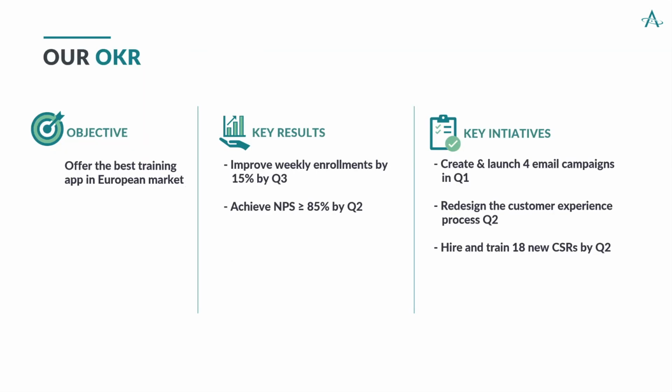So this is the OKR that we intend to set up. Our objective, again, offer the best training app in the European market. Our key results have to do with improving our weekly enrollments and achieving a net promoter score above 85%. And our actions or our key initiatives will be to launch an email campaign and redesign an experience and so on. So let's jump over to Viva Goals right now and just walk through how to do that.